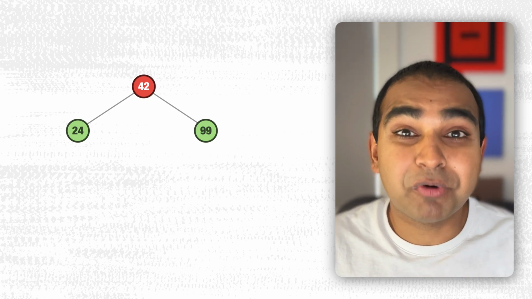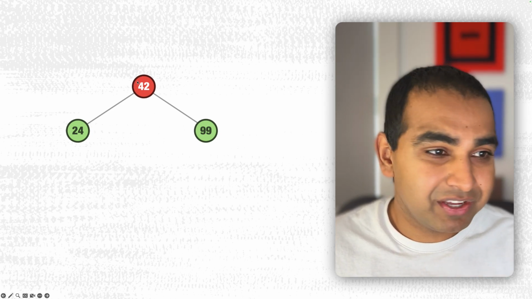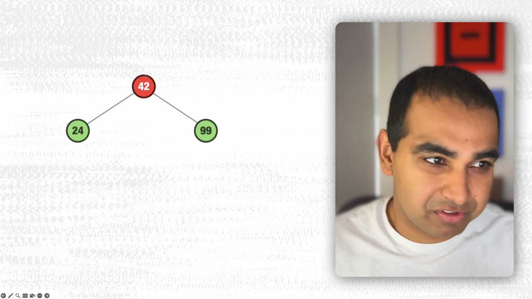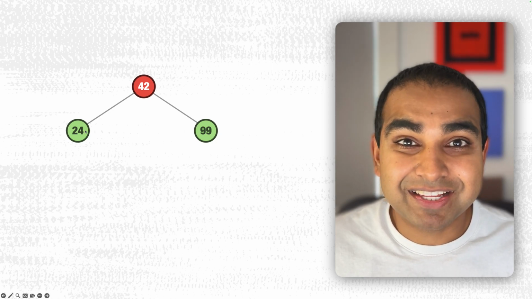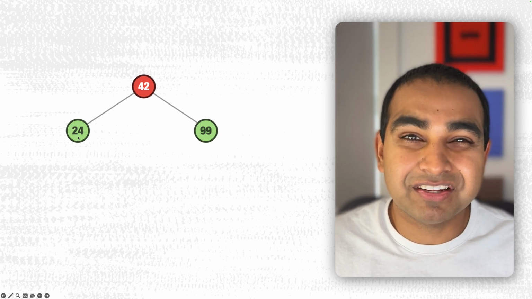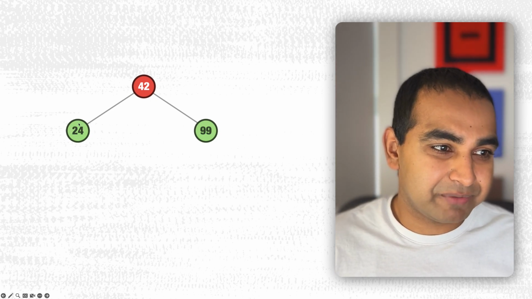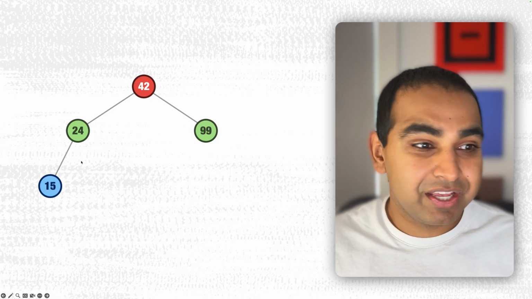So now we want to add one more node, with 15 as its value. Where does 15 go? We always start at the root, at 42. 15 is less than 42, so we go left. At 24, 15 is less than 24, so we go left again. There's no more node to compare against, so 15 becomes the left child of 24. We're at the right location.